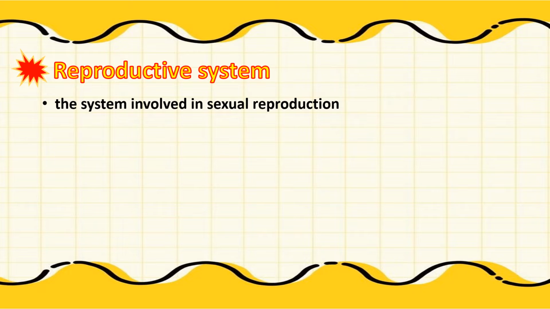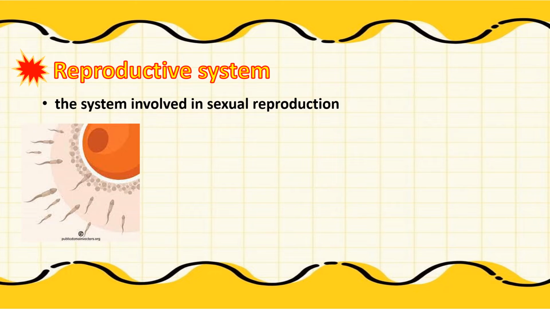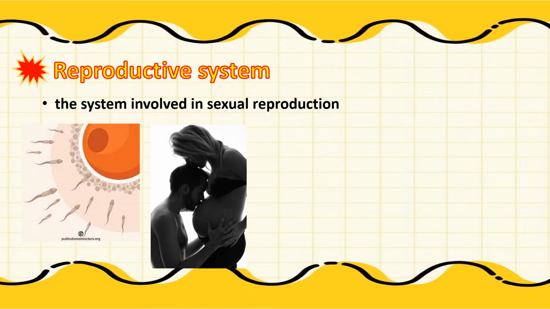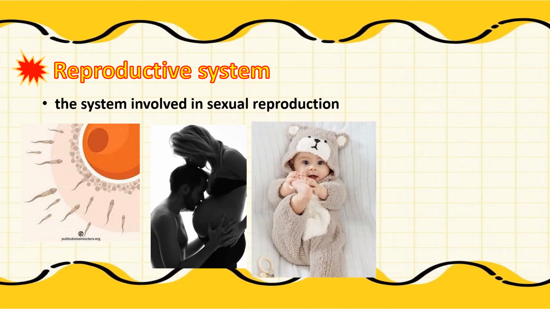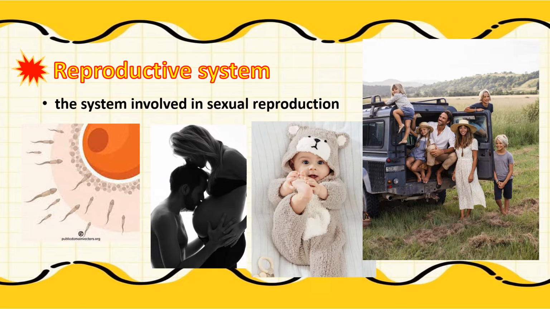As you have learned from your previous grade level, the reproductive system is involved in sexual reproduction. It occurs when the sperm from the male parent fertilizes an egg from the female parent, and it produces an offspring that is genetically different from both parents. So we are examples of the product of sexual reproduction.